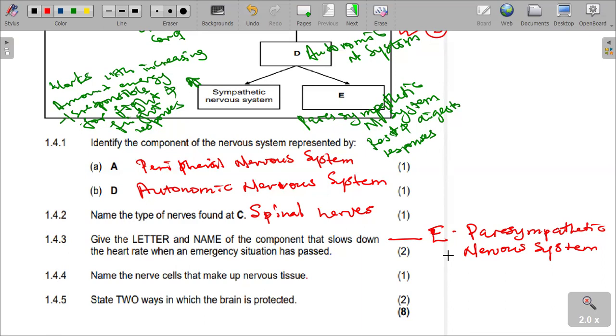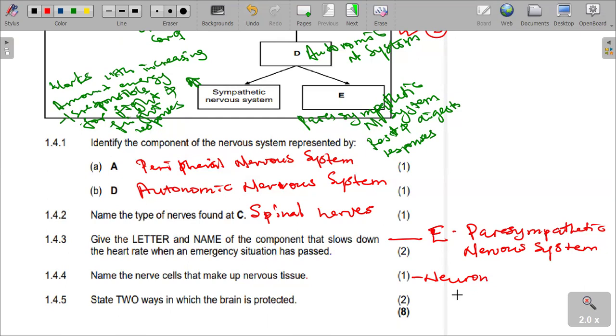So it is E. Question 1.4.4, name the nerve cells that make up the nerve tissue. What is it? We are saying the nerve cells. This 1.4.4, we are saying it is the neuron. We said the neuron is the basic unit of the nervous system. So it is the neuron, which is 1.4.4.